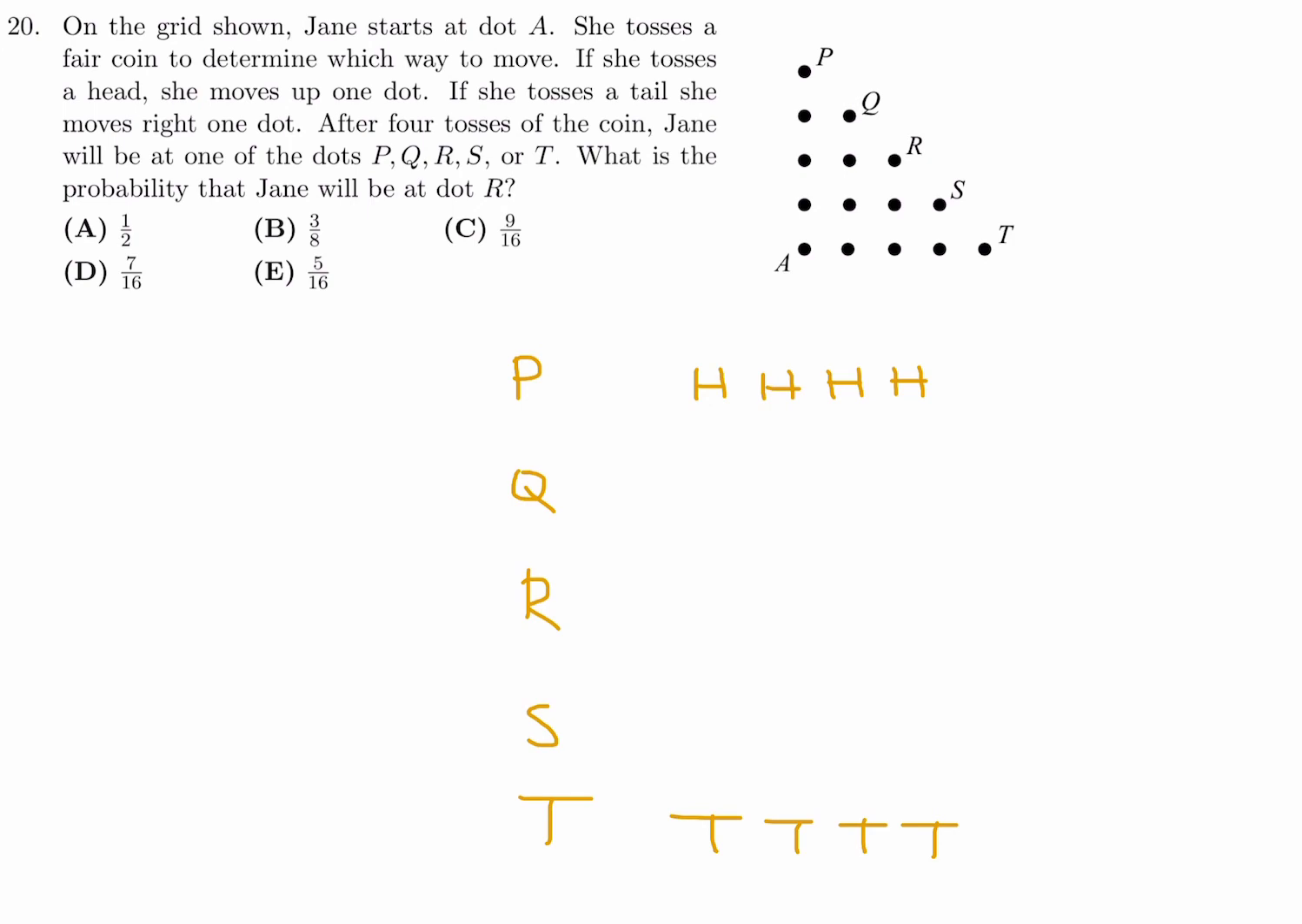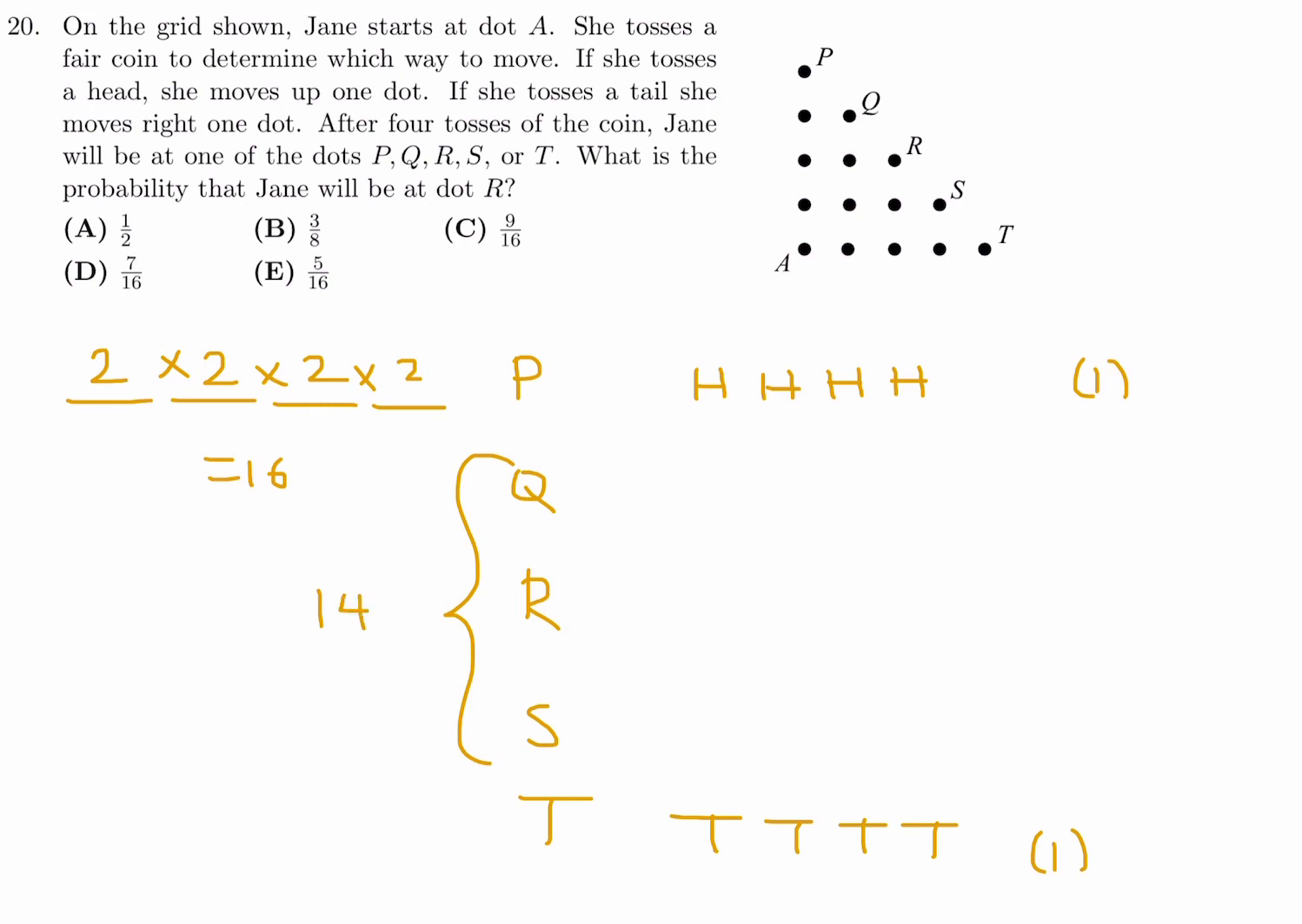Now, if we have 4 moves, each move can be either a heads or a tails. So I have 2 choices for each move. So the total number of moves is going to be 2 times 2 times 2 times 2, which is 16. For P, it looks like there's only one way. And for T, it looks like only one way. So the remaining 14 must be these guys. So let's figure them out.